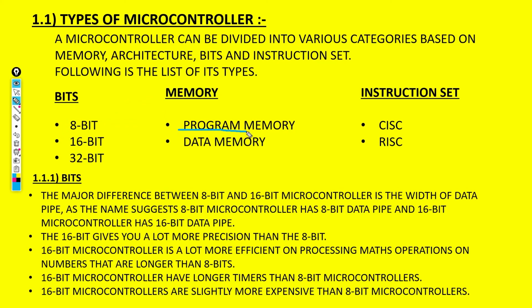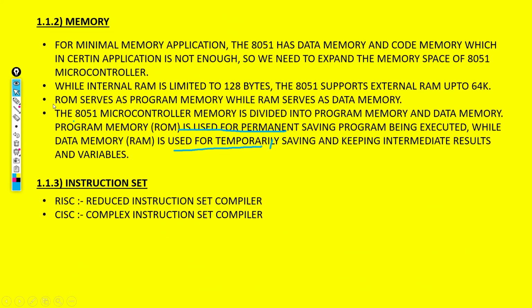And in program and data memory, what did we read? What was data memory, do you remember? Data memory was our RAM and program memory was our ROM. Program memory was used to store data permanently after the program has been executed, but data memory only saved the data until our program had been executed. So that's it for today's video.